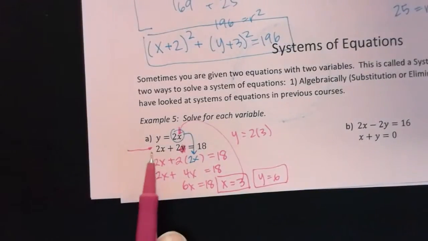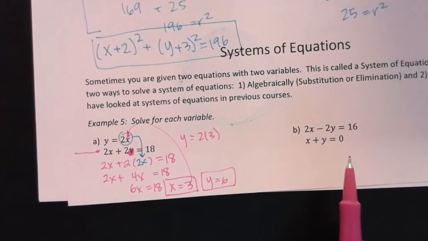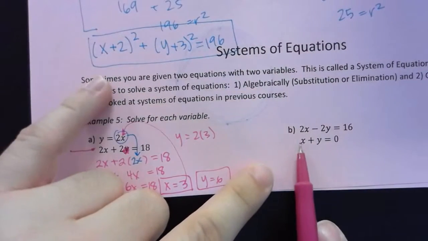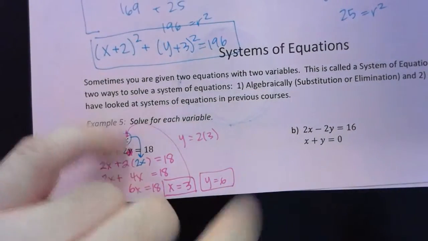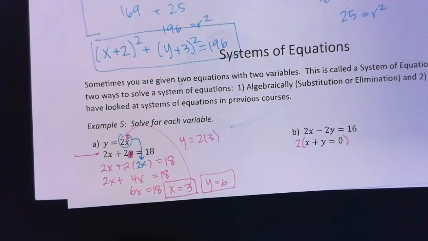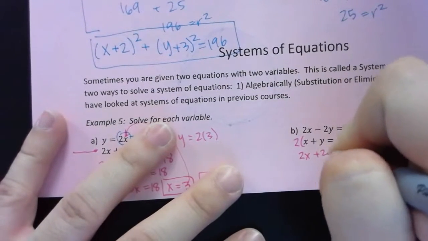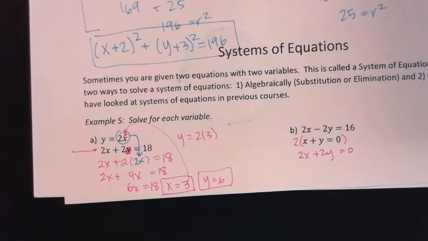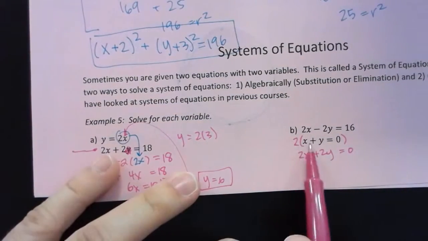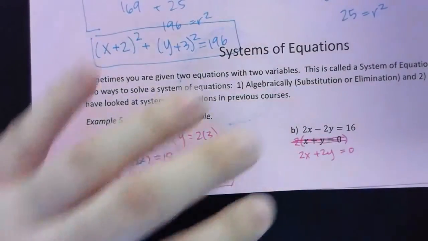Now, notice this one. Substitution. I would substitute on this one. Y is already by itself. This one it's not, though. So I would have to do something to get y by itself. Or, I notice, if I were to multiply this entire equation by 2, and I'll tell you why I picked 2 in a minute. If I were to multiply the whole thing by 2, I would have 2x plus 2y equals 0, right? 2 times x, 2 times y, 2 times 0. You can ignore that now and look at those 2.